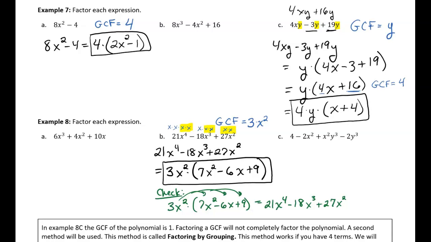The last one, part C. We have 4 minus 2x squared plus x squared times y to the third minus 2 times y to the third. So mixtures of x's and y's. We have a lot of variables here. We have some numbers, some that don't have variables. The 4 is just a constant. And we have a couple of different powers here. One other difference, by the way, is the fact that I have 1, 2, 3, 4 parts to this expression. So that's something to kind of think about.